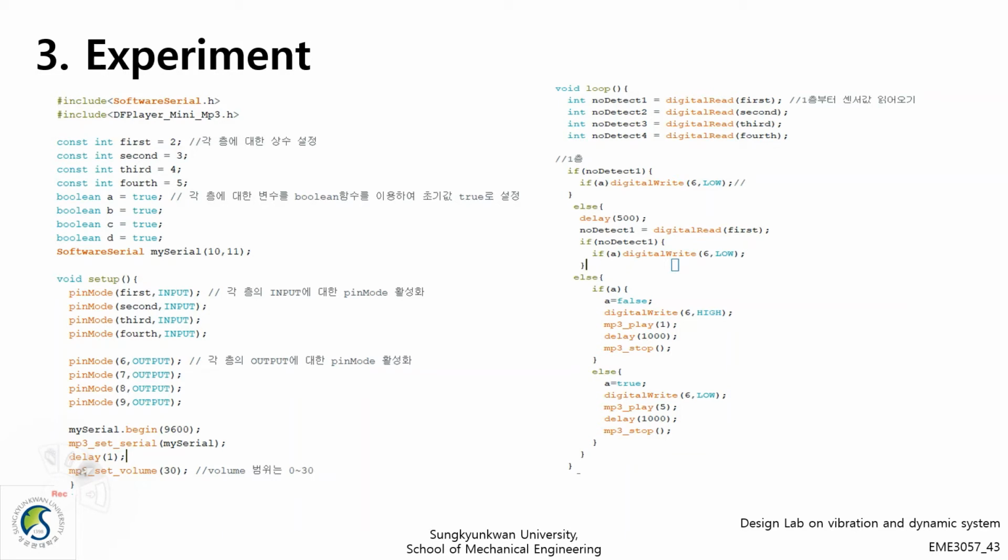I designate the constant and variable values for each floor from first to fourth floor, and I conclude the functions related to pinMode and MP3 for input and output in the void setup. In the void loop, I use if and else to implement the sensor's behavior.